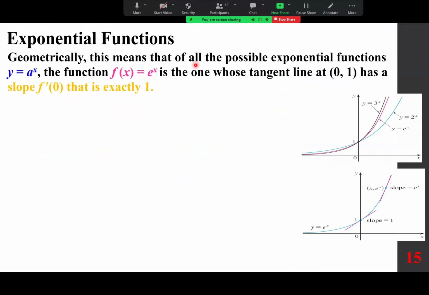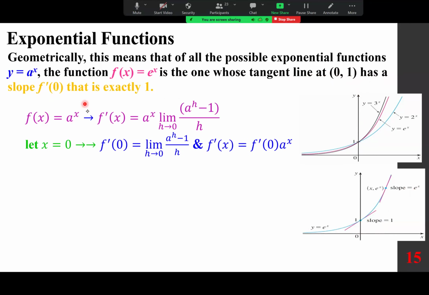Geometrically, this means that of all the possible exponential functions y equals a to the power of x, the function f of x equals e to the power of x is the one whose tangent line at (0, 1), that means the y-intercept, has a slope f prime of 0 that is exactly 1. So this tangent line has a slope of 1 at the y-intercept for the function y equals e to the power of x. Here's the reasoning.